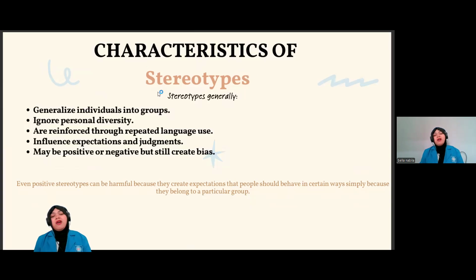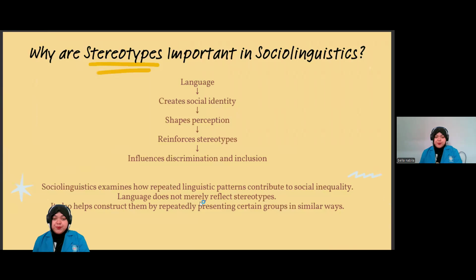The characteristics of stereotypes generally are: they generalize individuals into groups, ignore personal diversity, are reinforced through repeated language use, influence expectations and judgments, and may be positive or negative, but still create bias. Even positive stereotypes can be harmful because they create expectations that people should behave in certain ways simply because they belong to a particular group.